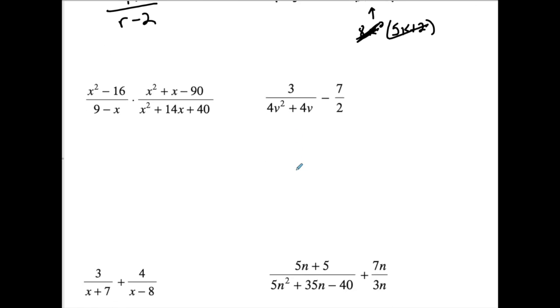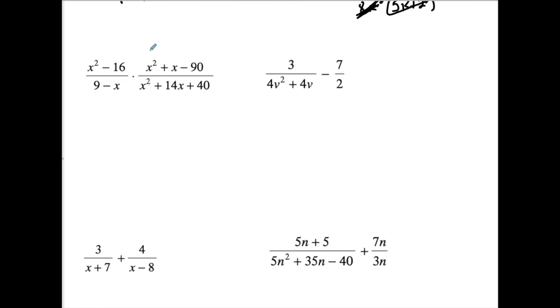All right, here's another multiplication. Let's just start by factoring. This is x plus 10, x minus 9. This is x plus 10, x plus 4. This is x plus 4, x minus 4, and that's not factorable. So the 4, x plus 4, x plus 4, x plus 10, x plus 10. And then I can take out a negative and make this 9 minus x.